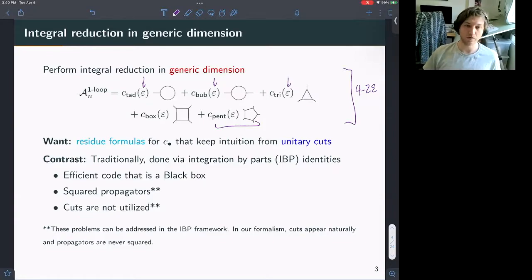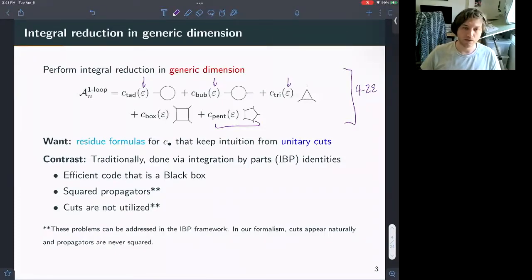And so what we want to find is residue formulas for these coefficients. And as I said before, keep this intuition from unitarity cuts. I want to contrast this with the standard way of doing this, which is using integration by parts identities. And essentially, we're pretty good at doing integration by parts. There are a lot of efficient algorithms out there that will do this for you. The downside is that it's sort of a black box. There's no intuition for why cancellations should happen or why there are certain simplifications.